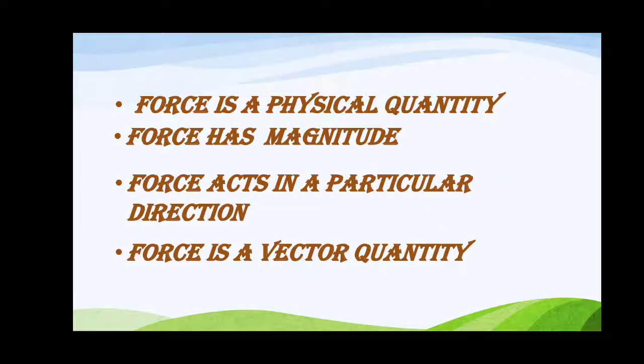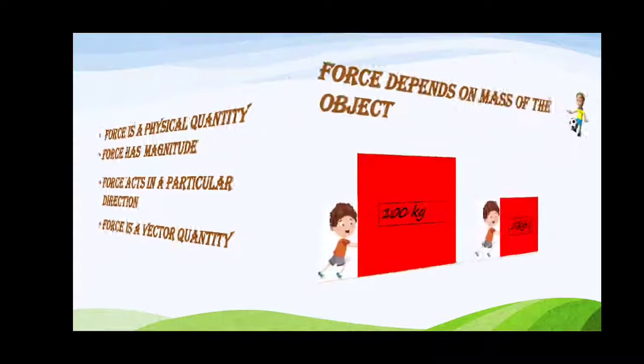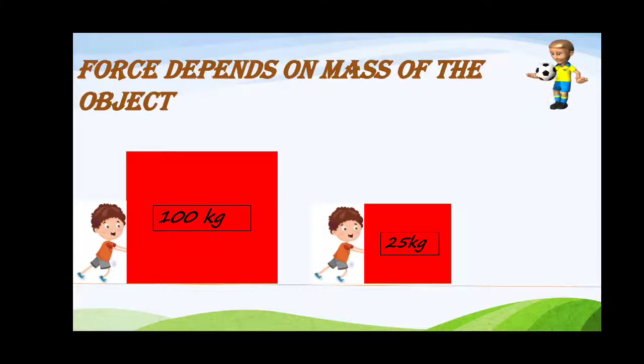See, on the whole, we can say that whatever force is applied on any object, it can be measured. So we say force is a physical quantity. It has a magnitude, and always force acts in a particular direction. So force is a vector quantity. And here you see force applied on any object depends on the mass of the object. If the mass is more, we need to apply more force. If the mass is less, we need to apply less force.